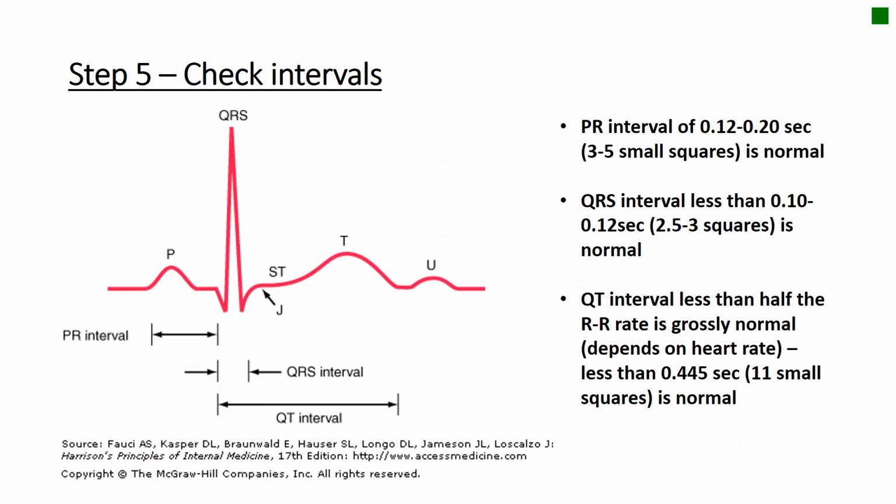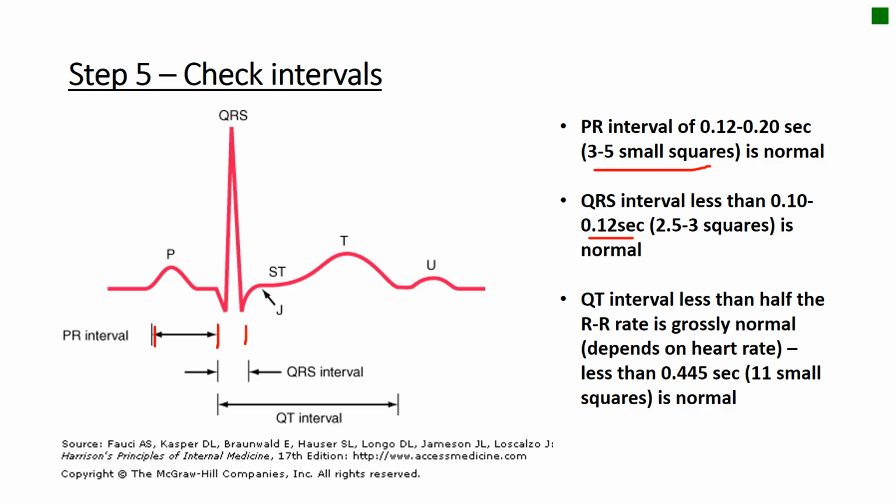And now we're going to move on to step 5, which is checking intervals. The first interval is looking at the PR interval, which is the start of the P wave to the start of the QRS complex, and that usually measures 3 to 5 small squares, which is equivalent to 0.12 to 0.2 of a second. The QRS complex relates to the start of the Q wave to the end of the S wave, and that's about 2.5 to 3 small squares, which is about 0.12 of a second.